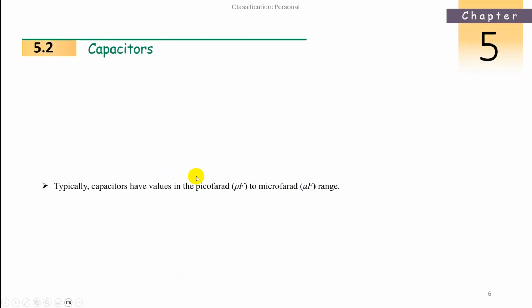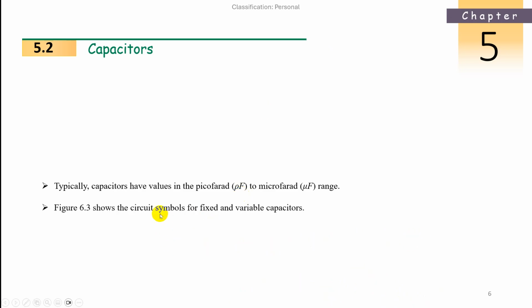Now we need the voltage and current relationship, how it will behave. Typically, capacitors have values in picofarads. Pico means 10 power minus 12, or microfarads, 10 power minus 6, or nano, 10 power minus 9. In these three ranges only the capacitance values will be there, very small.